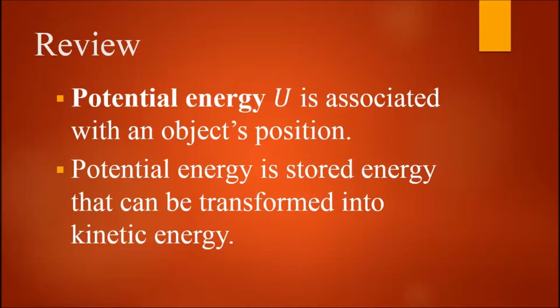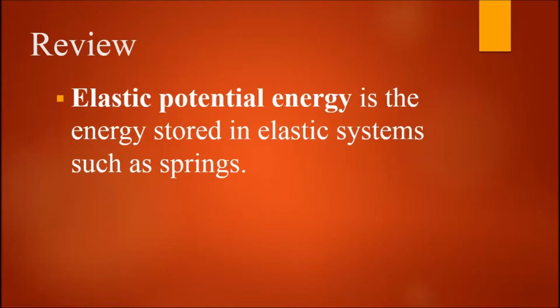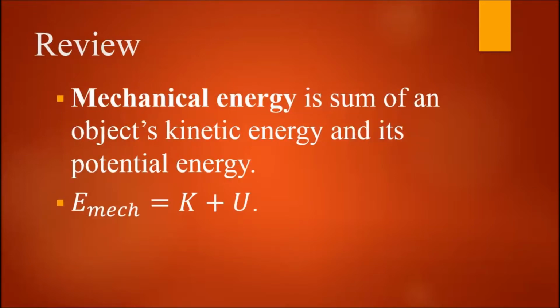Okay, so in this lecture we've looked at potential energy, which is the energy associated with an object's position. Potential energy is stored energy that can be transformed into kinetic energy. We have looked at two types. Gravitational potential energy is the energy that an object possesses by virtue of its position in a gravitational field. And elastic potential energy is the energy stored in elastic systems, such as springs.